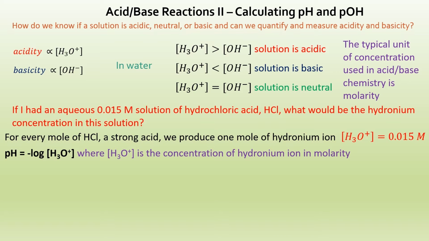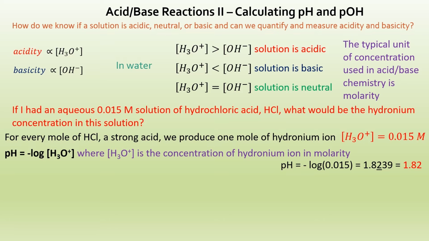the units of molarity. For our HCl example, we know the hydronium concentration is 0.015 molar, so the pH equals minus log of 0.015 and is equal to 1.8239. Now, the number of sig figs in the molarity, 2 in this case, will determine the number of sig figs in the mantissa of the log calculation, so the pH rounds off to 1.82.